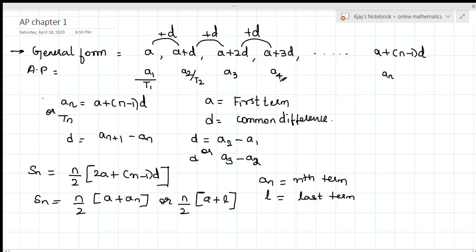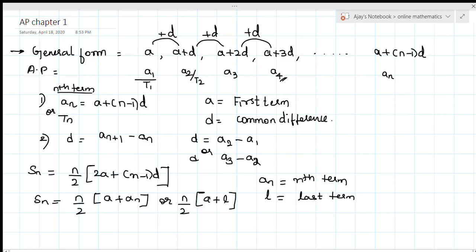So friends, it's clear that we have to remember four formulas. For the nth term, we have to remember an is equal to a plus n minus 1 into d. For finding d, we have an plus 1 minus an. For Sn, that is n by 2 into 2a plus n minus 1 into d. And we have another formula for Sn, that is n by 2 into a plus an, or n by 2 into a plus l. Sn is nothing but the sum of all terms.